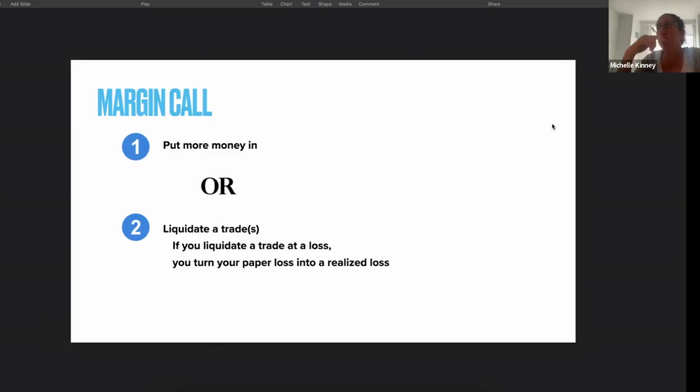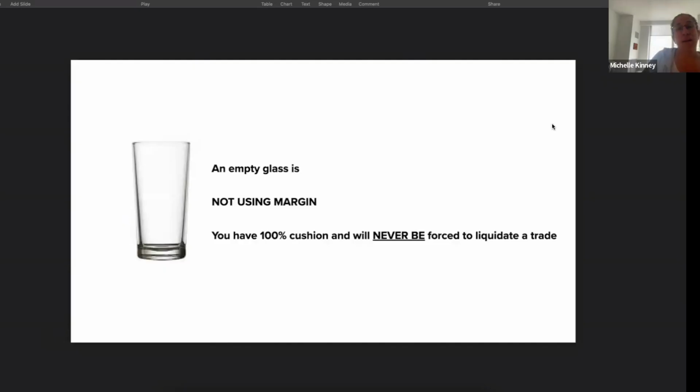Here's the thing. A brokerage firm never wants to be in a position where you owe them money. They don't want to have to collect on customers, so they want to make sure you have enough money in your account. They will typically be able to break your trade right then and free up your cash. That way it avoids you getting more in the hole. If that makes sense. Now, like I said, with an empty glass, if you're not using margin, you have 100% cushion. You will never be forced to liquidate a trade. Here's what I mean by that.